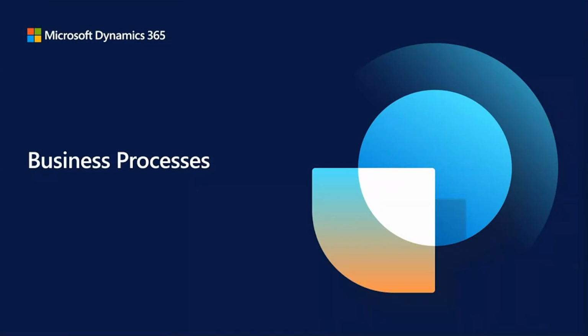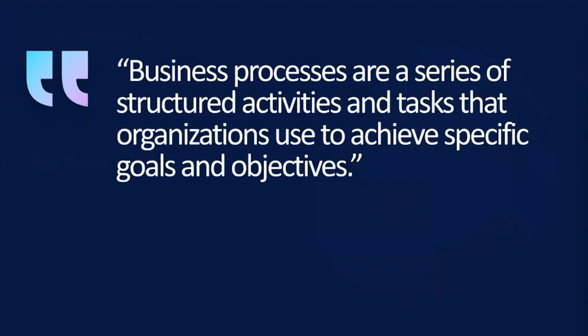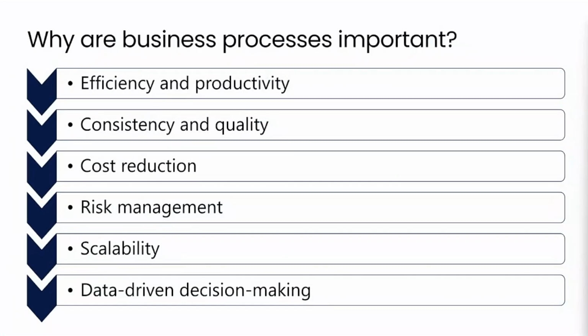And with that, let's go ahead and get started by talking a little bit about business processes. So I wanted to start out today with a definition. Business processes are a series of structured activities and tasks that organizations use to achieve specific goals and objectives. Business processes are a kind of global concept that are used by every organization. And we're going to talk a little bit more about why business processes are important. And we've gathered a handful of reasons here. This is by no means a comprehensive list of every reason why business processes are important, but these are just some of the most top of mind items for me.